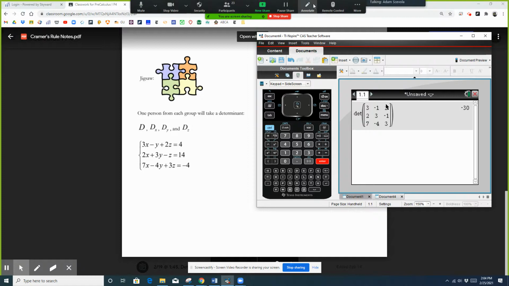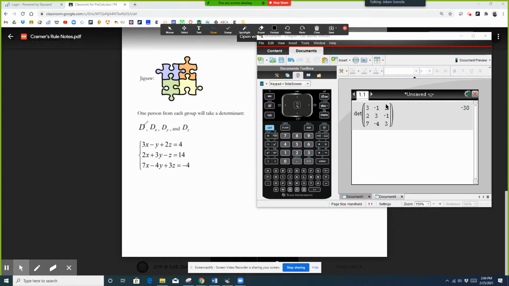-30. All right, cool. So D is -30. Oops, you're not going to see that because that's black on black. -30. Okay, now for dx. So let me show you a cheat code for the calculator.